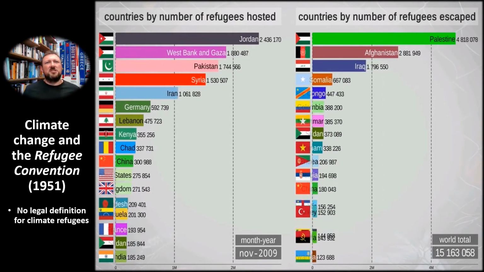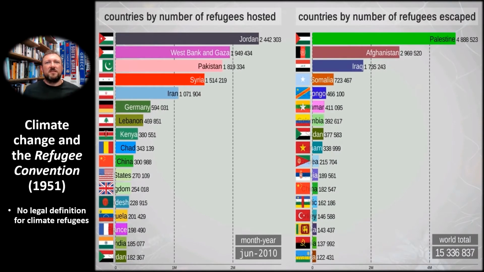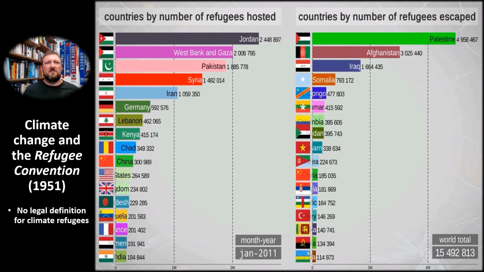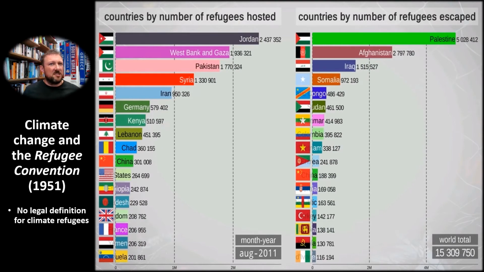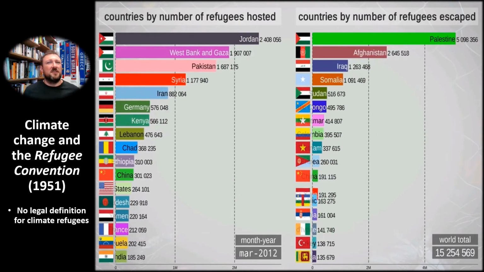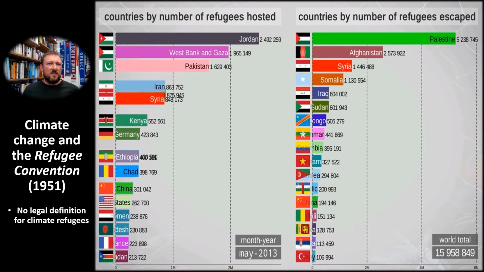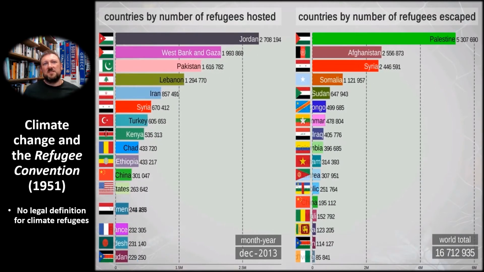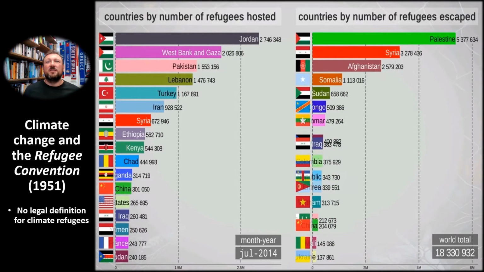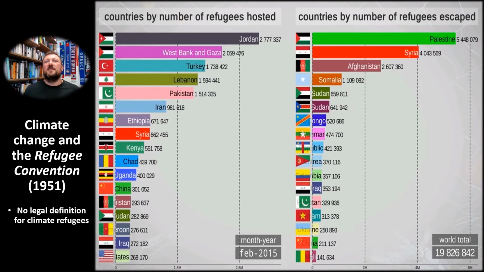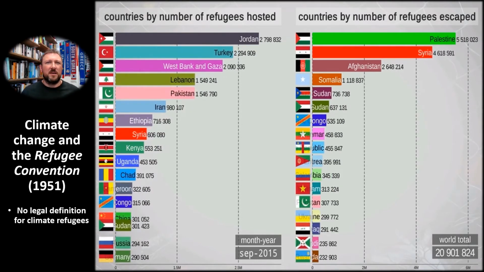Displacement by climate change impacts doesn't fit within the legal definition of a refugee under the Convention. The Convention doesn't provide legal protections and it doesn't provide rights of asylum for climate displaced people. And given the toxicity of asylum seeker policies around the world, including here in Australia, that lack of legal protection is highly problematic.